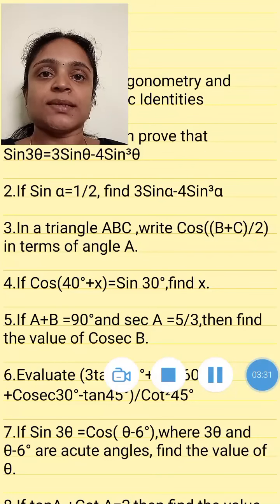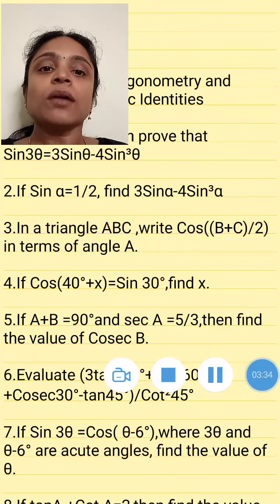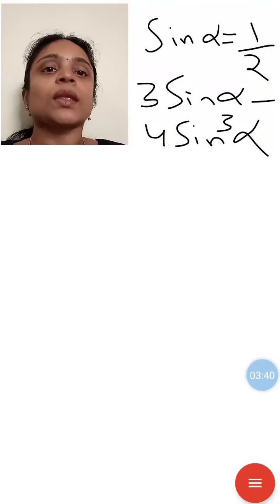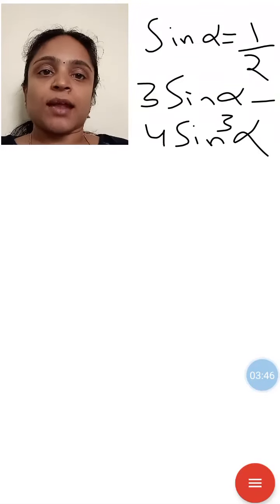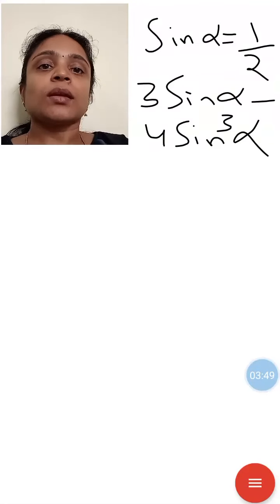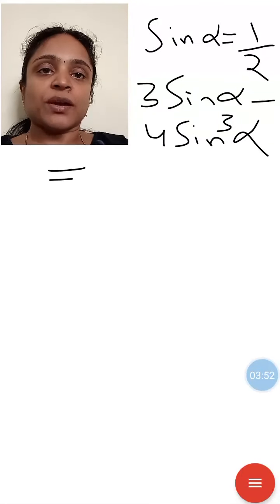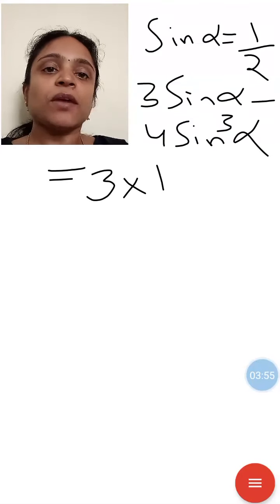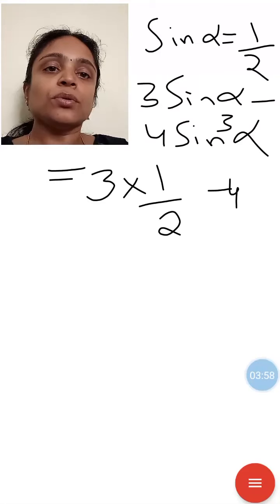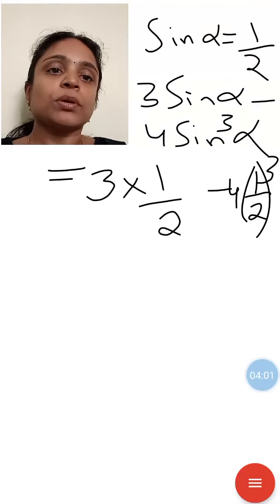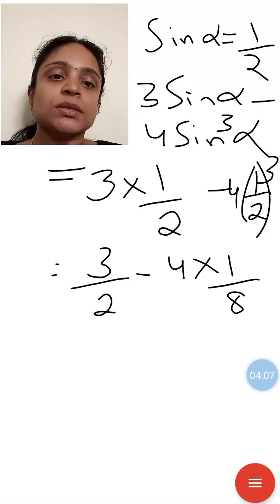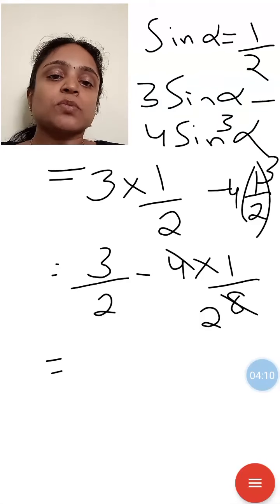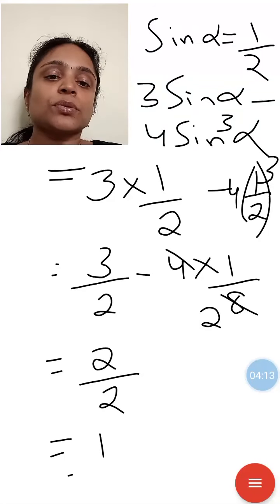Second question is, if sin alpha equal to 1 by 2, find 3 sin alpha minus 4 sin cube alpha. 3 sin alpha minus 4 sin cube alpha equal to 3 into sin alpha is 1 by 2 minus 4 into 1 by 2 the whole cube, right? 3 by 2 minus 4 into 1 by 8. 3 by 2 minus 1 by 2, 2 by 2, which is equal to 1. Okay.